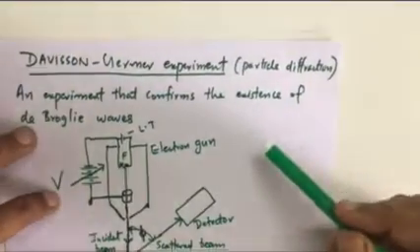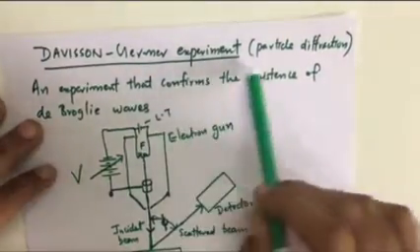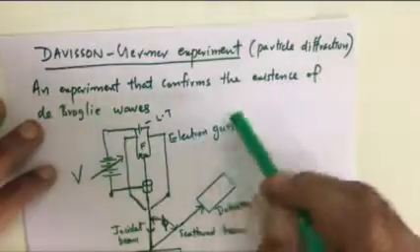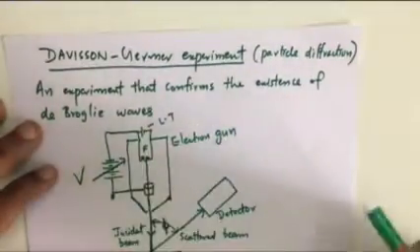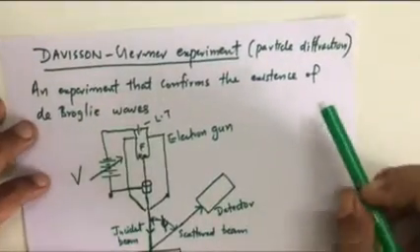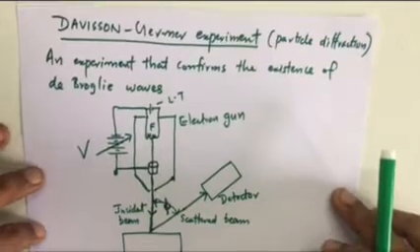Now we see the Davisson Germer experiment, which is an experiment that confirms the existence of de Broglie waves. So, the importance of this experiment is that it confirms the existence of matter waves, or the de Broglie waves.